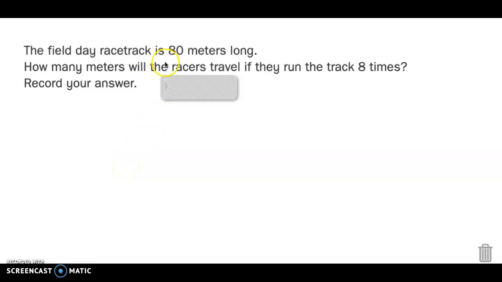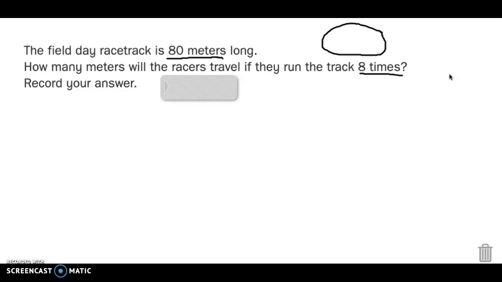Well, we know that this racetrack is 80 meters long. So a racetrack, maybe it's an oval, all the way around this racetrack is 80 meters, just one time. Okay, well, how many meters will the racers travel if they run 8 times? So we're trying to figure out if they run this 80-meter course 8 times, how many meters will they have traveled? I want you to try a strategy, write down your equation and maybe a picture to help you solve, and come back when you have an answer.